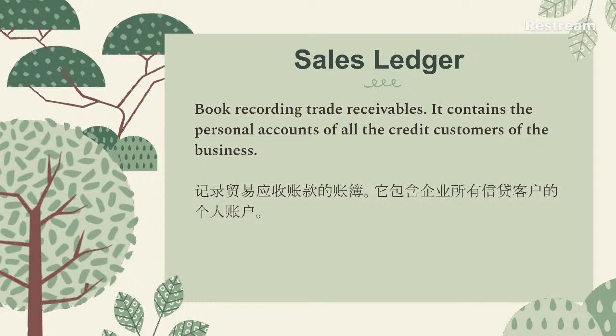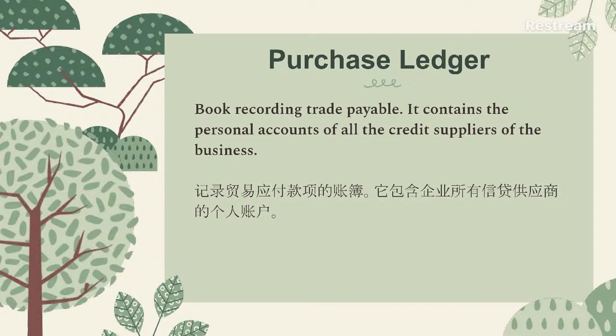For the sales ledger, which I also mentioned in the previous video, it is the book recording the trade receivable. It contains the personal accounts of all credit customers of the business. And then the purchase ledger means the book recording the trade payable. It contains all the personal accounts for all the credit suppliers of the business.